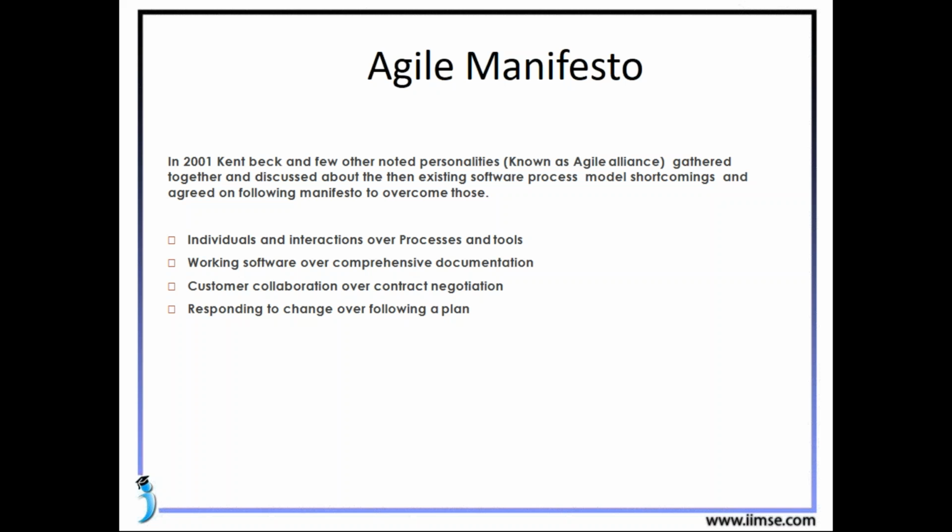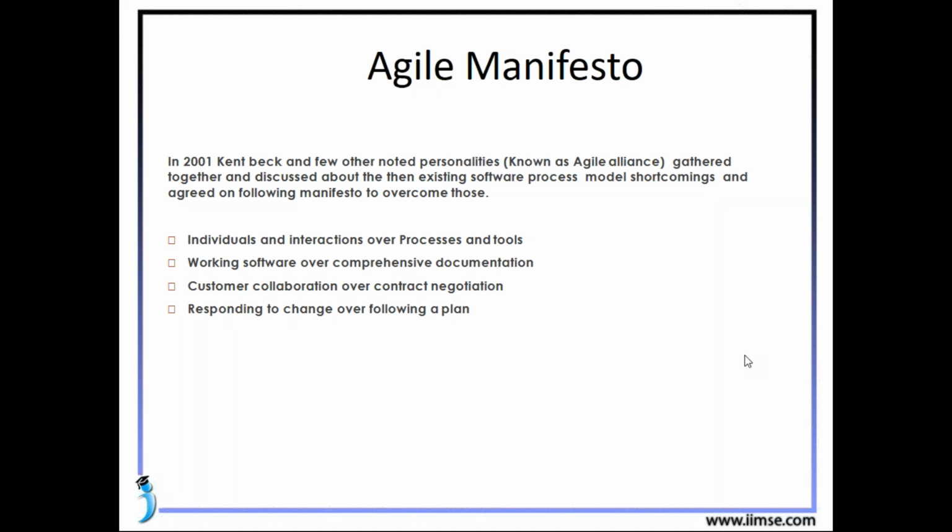They gathered together and discussed the shortcomings of the then existing software process models, and agreed on a manifesto on what should be the idea and how we can counter these kinds of issues which were being faced by the software industry then. So they decided what was to be done. They said, okay.